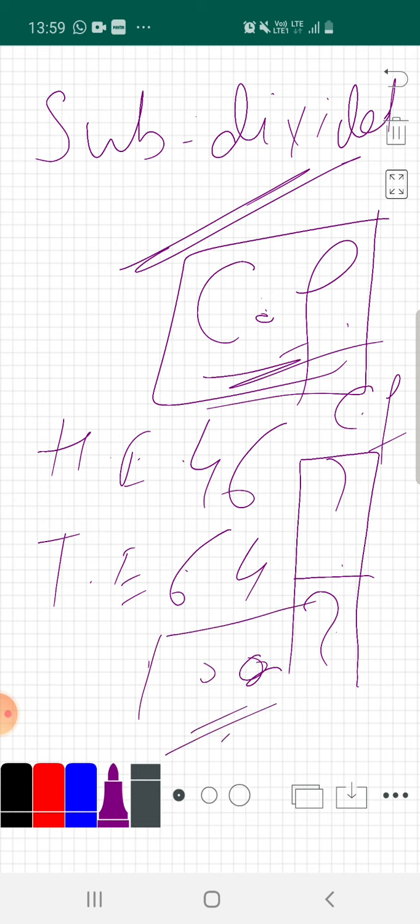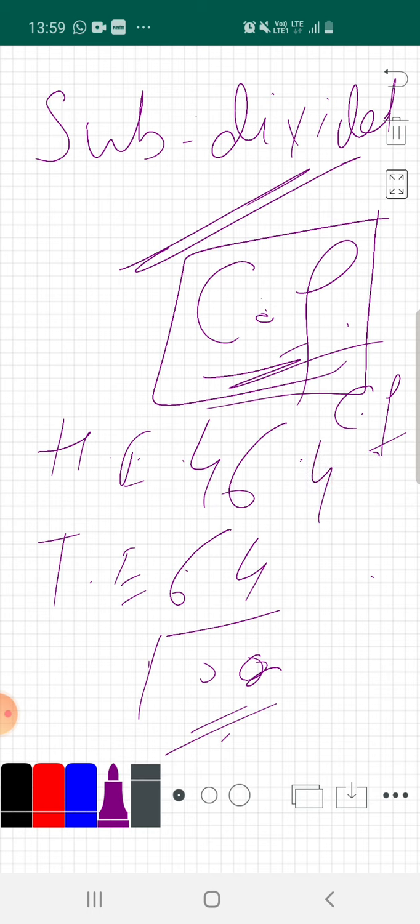But what is the way? What will we do for this? We will find cumulative frequencies for this. It is equal to 46, 46 plus 64 is equal to 100. Is it clear?